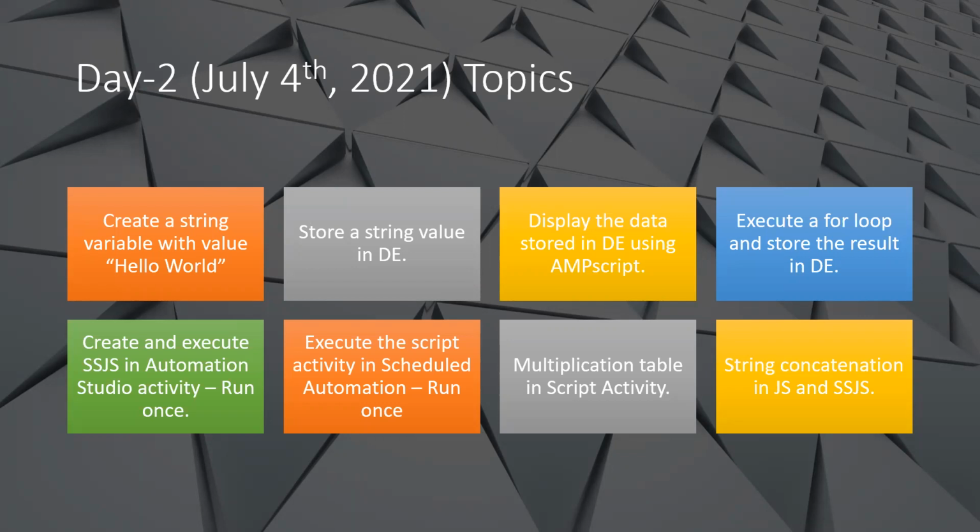And today we are learning the topics mentioned in a two-part video series. Creating a string variable with value hello world in SSJS, storing the value in a data extension, displaying the data stored in DE using AMPscript, execute a for loop and store the result in DE, create and execute SSJS in Automation Studio. So the first four topics will be covered in one video and the remaining four topics will be covered in the second video.